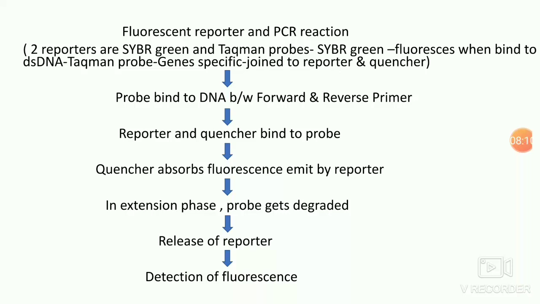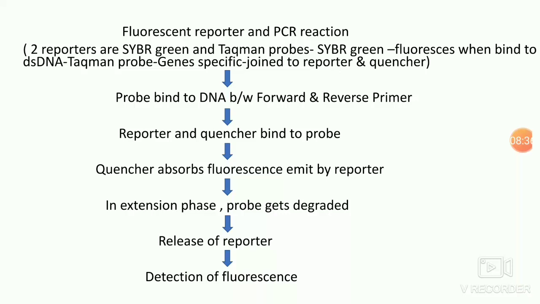TaqMan probes are made of a gene-specific nucleic acid probe. It is joined to a reporter and quencher molecule. The function of the probe is that it will bind to the DNA molecule between the forward and reverse primer. When the reporter and quencher are bound to the probe, the quencher absorbs the fluorescence emitted.